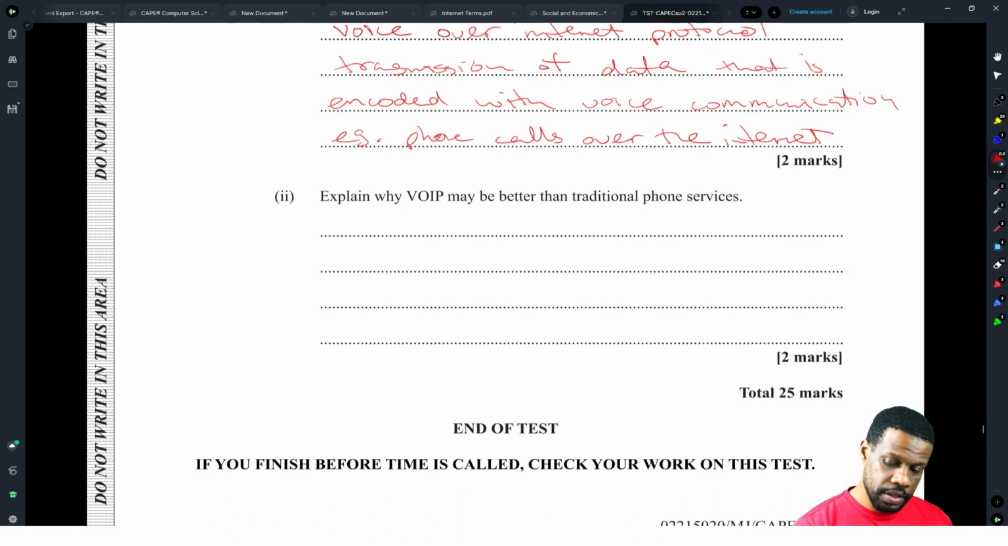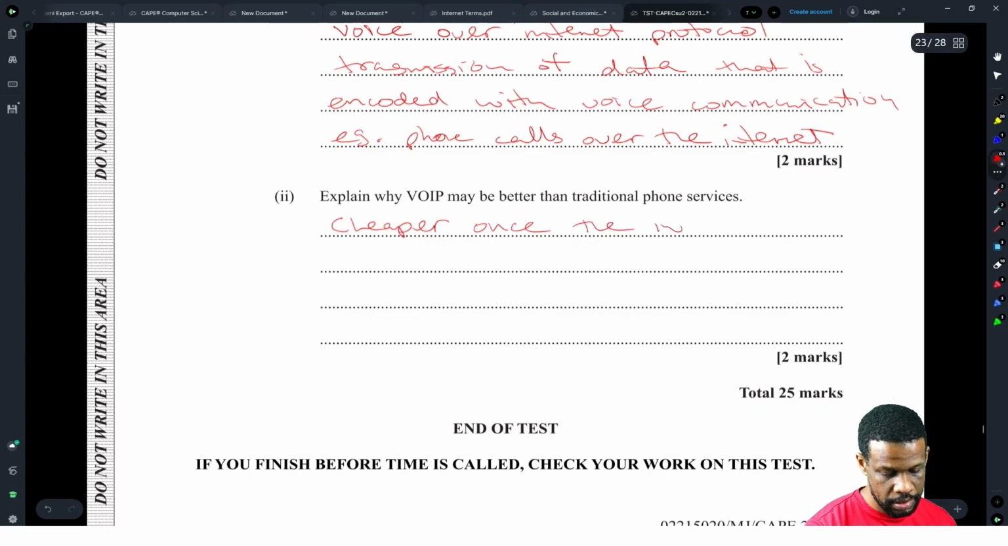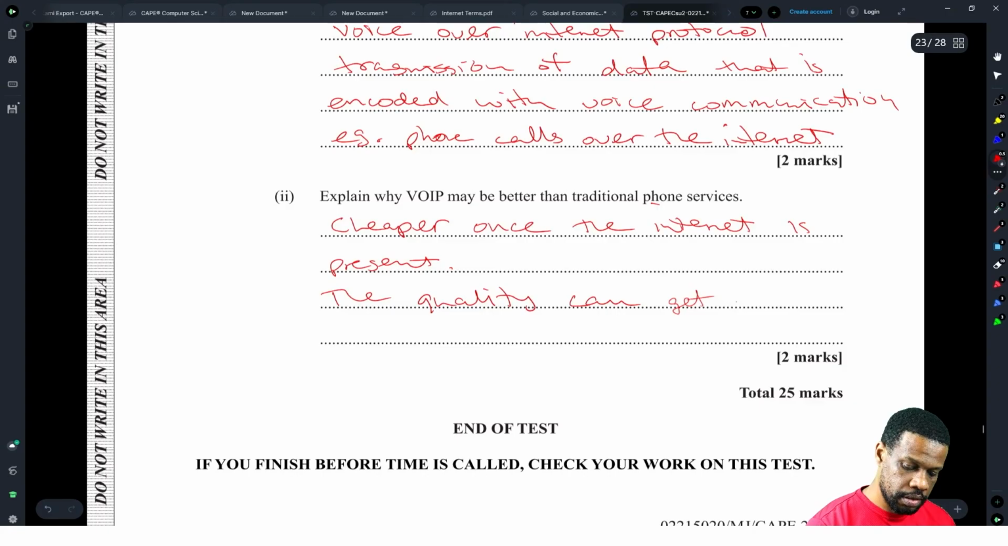Explain why VoIP may be better than traditional phone services. Well, it's cheaper once the internet is present. And yeah, you could also say the quality can get very high depending on the speed.